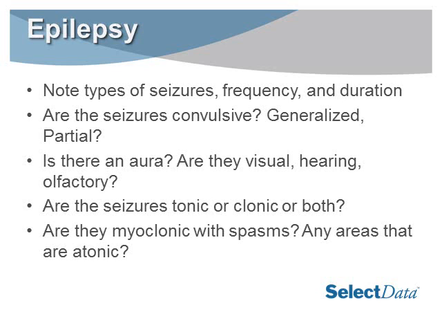Are the seizures clonic or tonic, or are they both? And are they myoclonic with spasms? Any areas of atonicity? And this needs to be noted. And then has the family been obviously educated in seizure precautions?